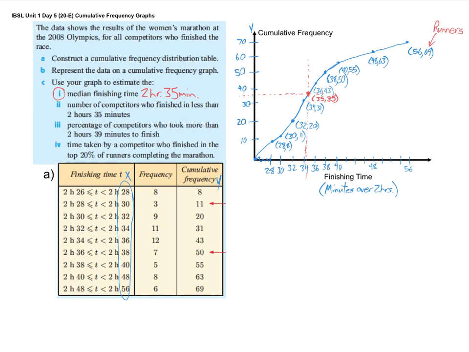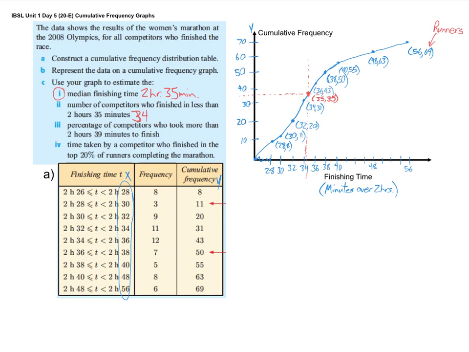How many competitors finished in less than 2 hours and 35 minutes then? Half. Okay? So since the 35th one is right on the median, we wouldn't count that one, so approximately 34, right? Approximately 34 runners finished in less than that time. Is that making sense? Okay.